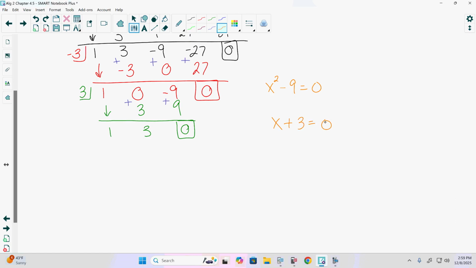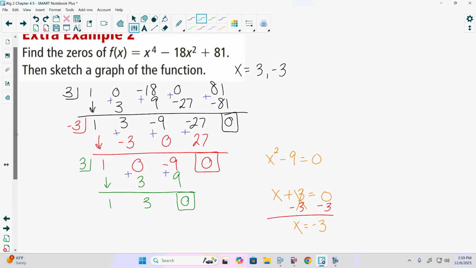Because now our remaining expression is x plus 3. So we can set it equal to 0 and solve. So we would subtract 3 from both sides, telling us x is negative 3. So the synthetic division told me that positive 3 showed up twice. And then using the remaining equation, we now see that negative 3 shows up twice as well. So the solution is negative 3, negative 3, 3, and 3. The order in which we write the solution doesn't matter, as long as all 4 are listed.